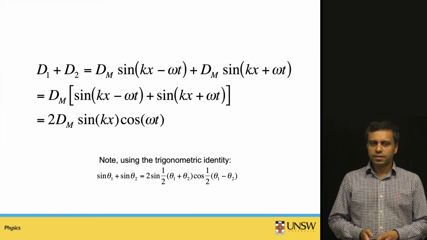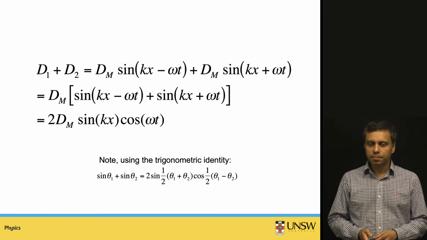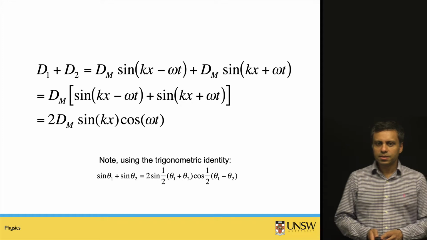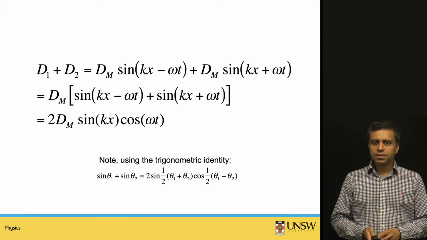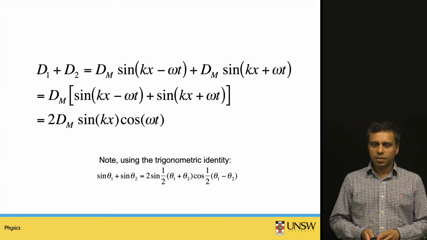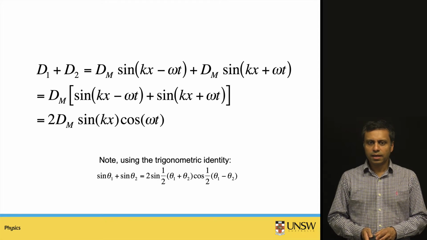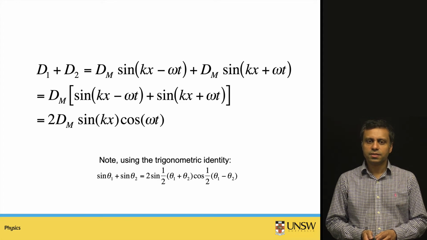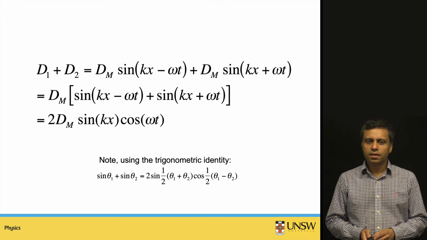So the resultant wave is given by the sum d1 plus d2 in this case, and we obtain something like dm sine(kx minus omega t) plus dm sine(kx plus omega t). And we can simplify this expression further to see the standing wave pattern that is formed.